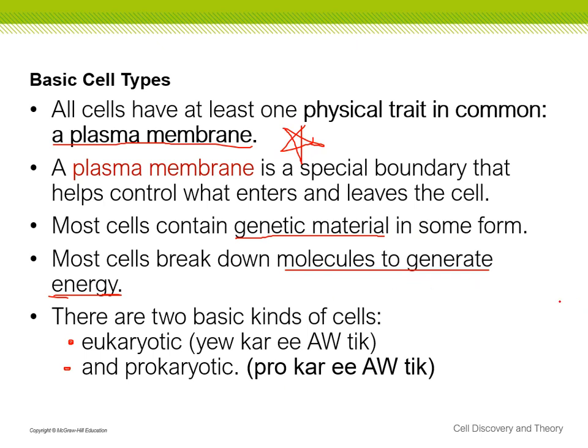Okay. So yeah, the big one here is that we know that each cell has a plasma membrane. We know what it does. We know it has genetic material, and we know that they break down molecules to generate energy. So, okay, let's go into these two types of cells.